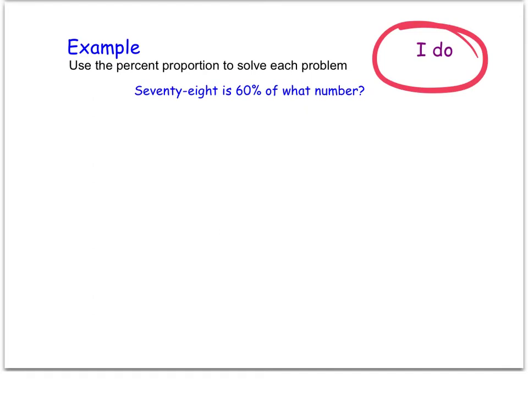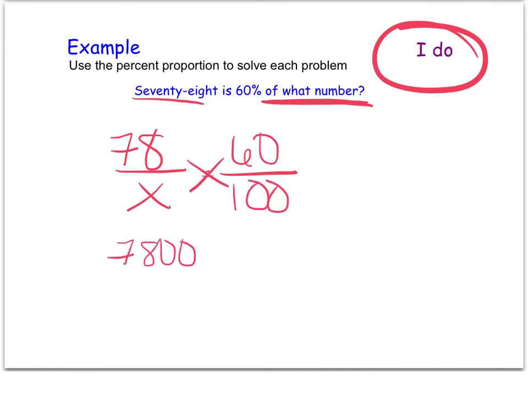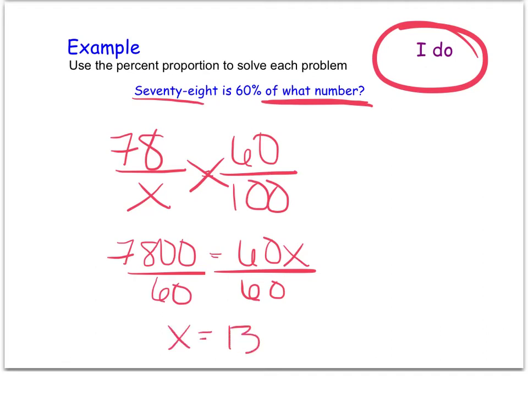Okay, here is another I do. I am going to try and find the whole number this time. So it's saying 78 is 60% of what number? When it says of what number, that's where that whole number is, x. So we've got 78 over what number is 60 over 100. Cross multiply, we get 7,800 equals 60x. Divide by 60, and 7,800 divided by 60 is 130.